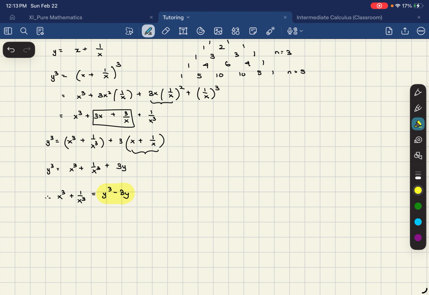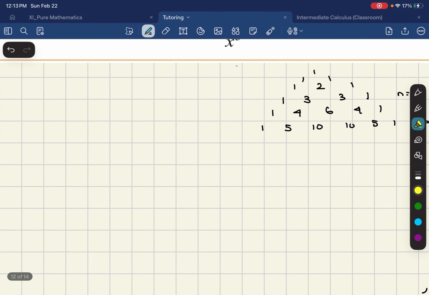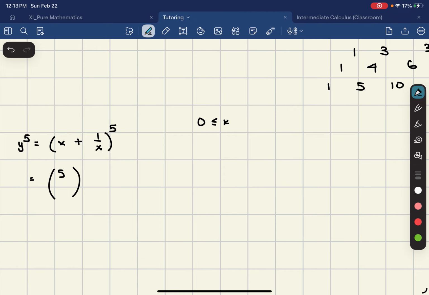Now let's do the other part. Let's do part B. So part B just says express x to the power 5. So we just want to find y to the power 5. That is (x plus 1 over x) to the power 5. So if you do this, now let's try to use the formula. So we're going to start with 5. And we said that k is going to run from 0 up until n. So n is 5 in this case.